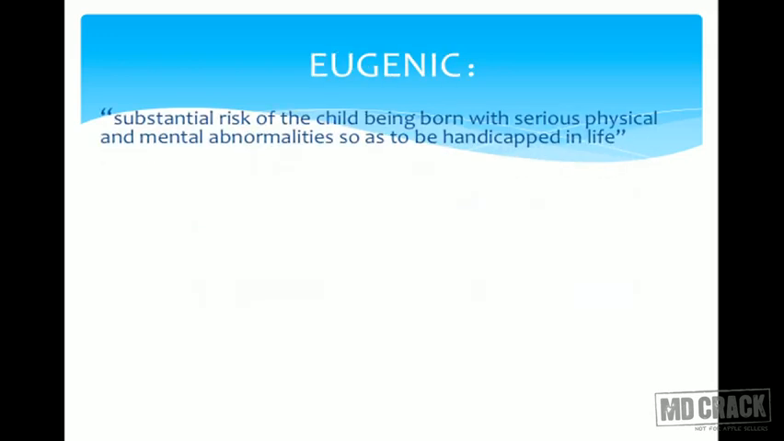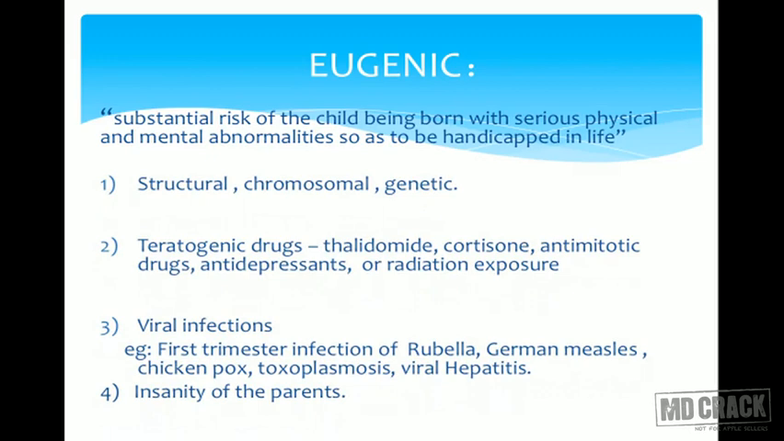Eugenic: where there is a substantial risk of the child being born with serious physical and mental abnormalities, so that in his life he would be completely handicapped. In such circumstances, we are allowed to terminate that particular pregnancy. These problems can be structural, chromosomal or genetic.